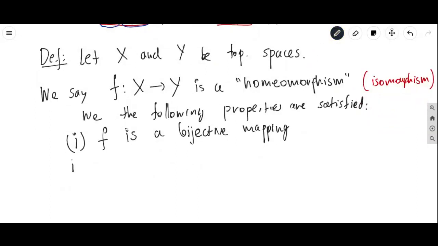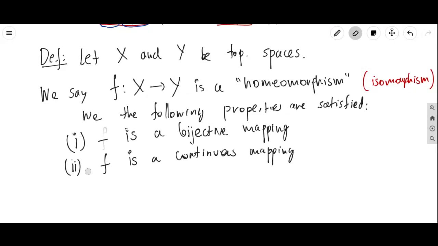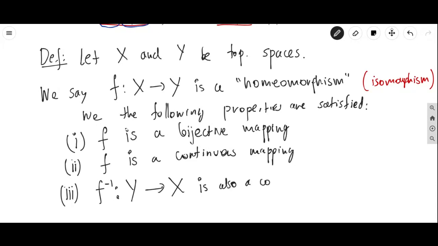Then the second thing is we want f to be a continuous mapping. So bijective would mean this is one-to-one, injective, so different elements of X get mapped to different elements in Y. And it's a surjection, or you also say onto, which means for anything in Y, you can find something in X that goes to it. And then the third property: the inverse map that goes the other way around, f inverse, from Y to X, is also a continuous mapping.